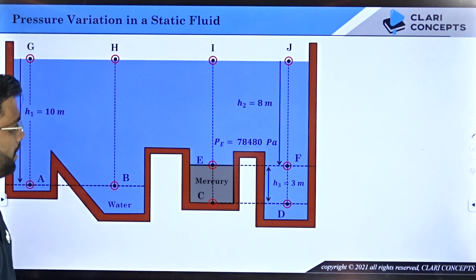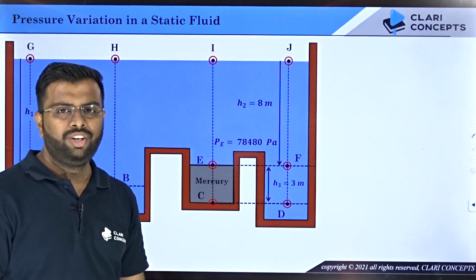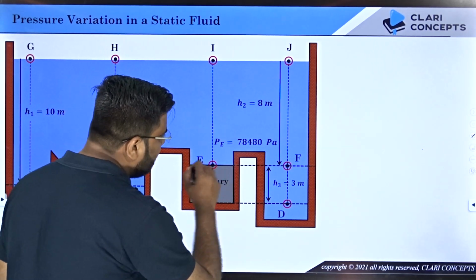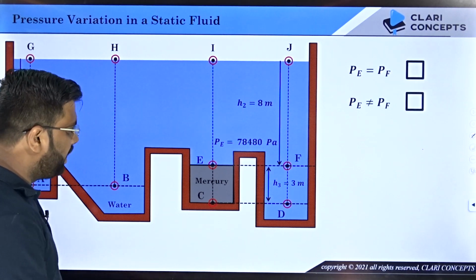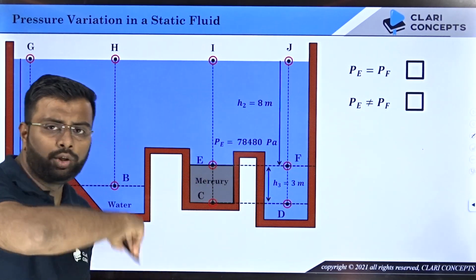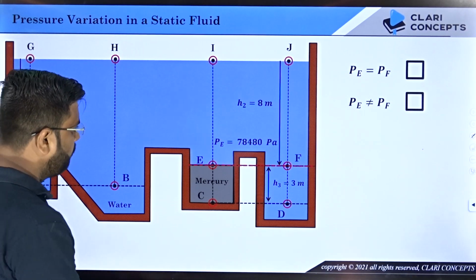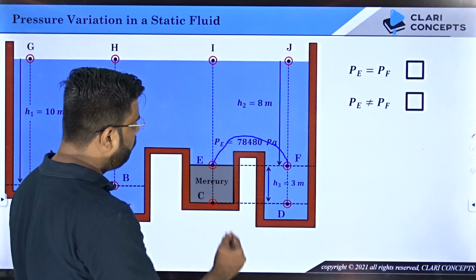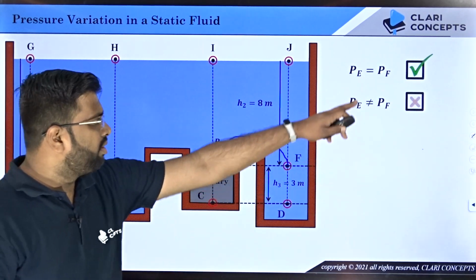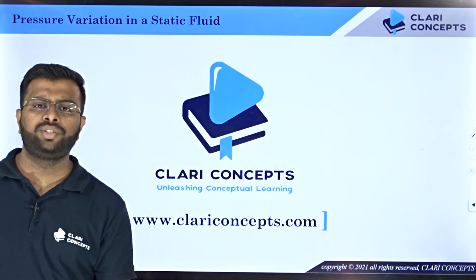Clear? Now what can you say about pressure at E and F? Use that law. Think about it. Firstly, do they lie on the same common horizontal line? Yes, they lie on the same common horizontal line. Now, can you connect E and F with a continuous curve which is totally in the one fluid? Let me check. Yes, you can definitely. You see all the points of blue color are in the same fluid called water, and therefore pressure will be equal at E and F. Clear? So I hope you understood this concept of pressure variation in a static fluid.